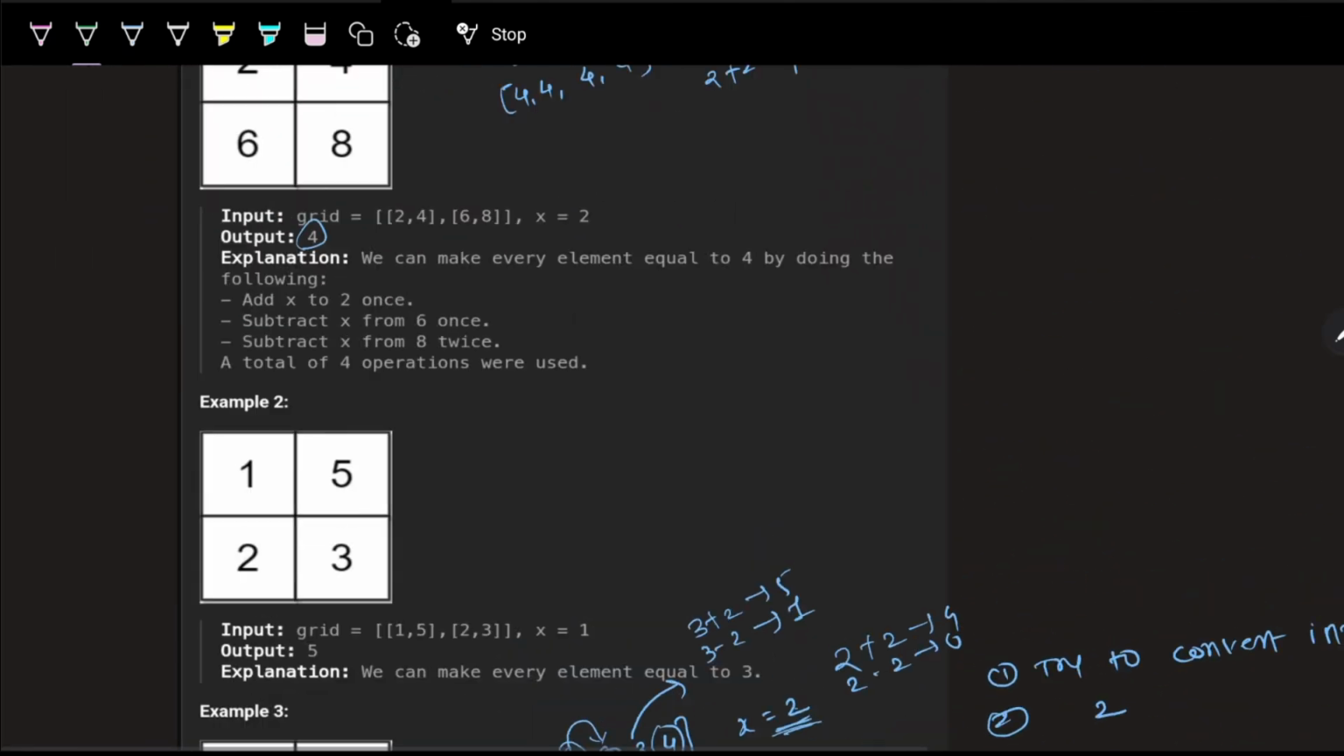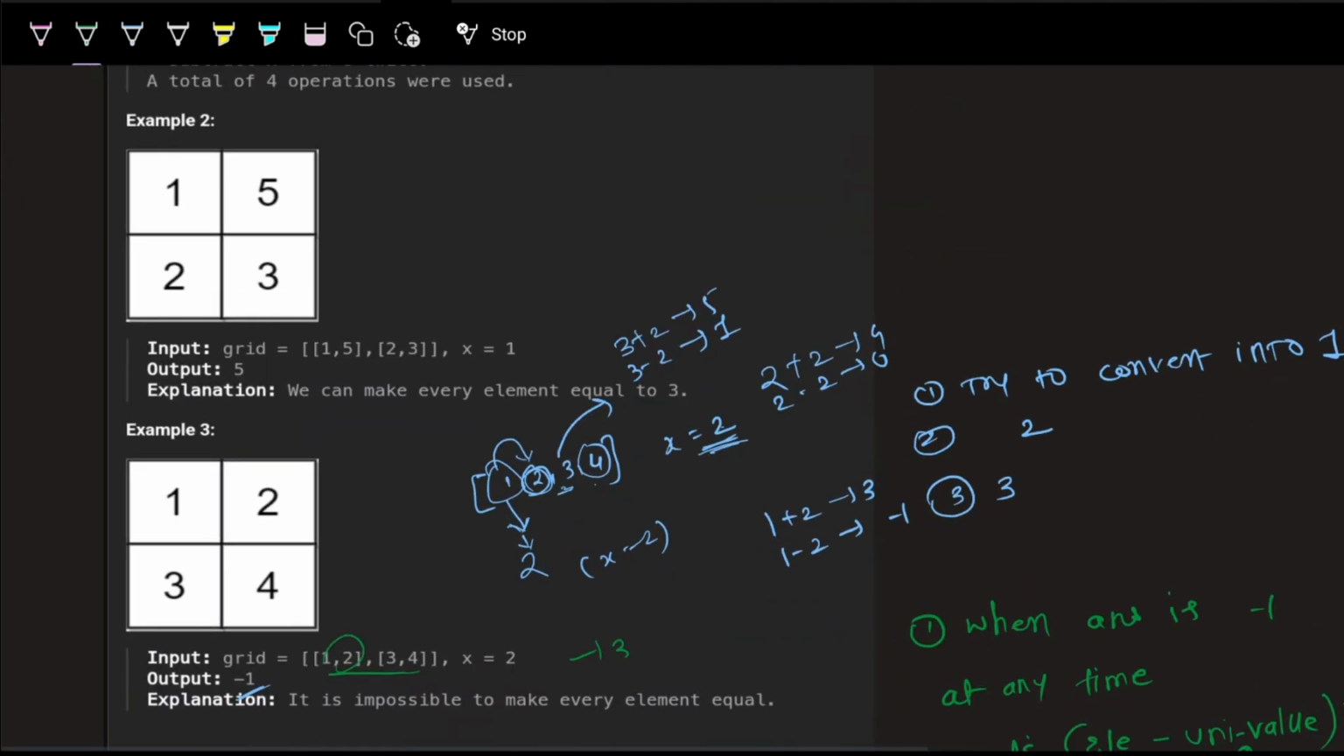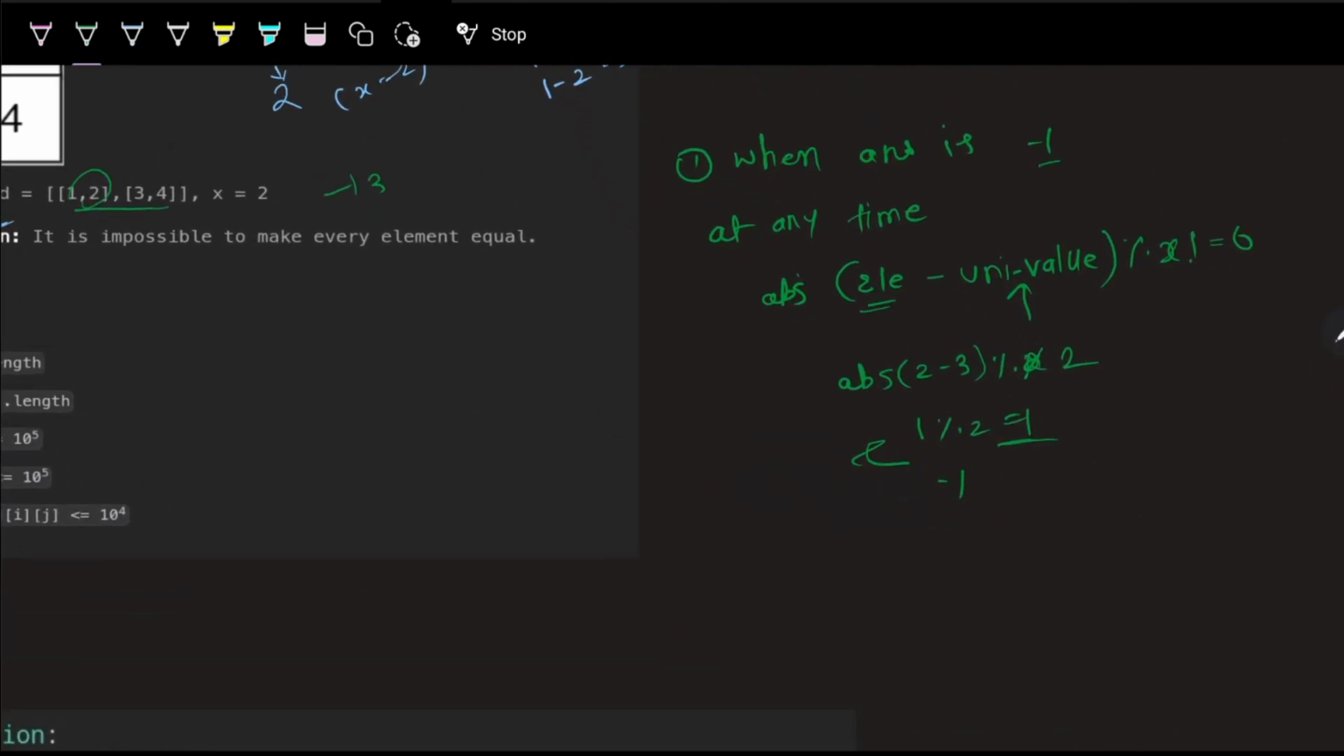If you try for the test case where everything was possible, convert into 4. Let's take this 2. Absolute of 2 minus uni value, which is 4 because I want to convert everything into 4, mod x, which is 2, gives me 2 mod 2, which is 0. So yeah, it is possible here. That's why we are not returning -1 in this case. This is one case when the answer is -1: at any time, if the difference mod x is not equal to 0, then return -1.